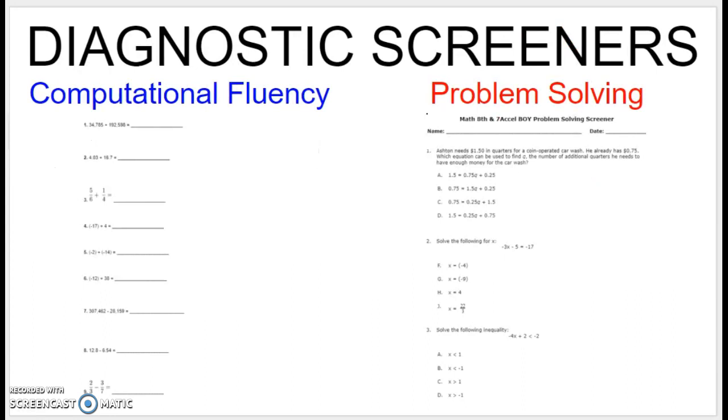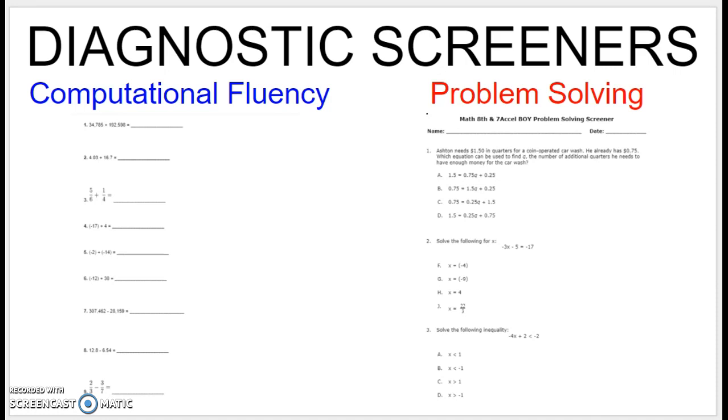In addition to our universal screener, we give two diagnostic screeners, one for computational fluency and another for problem solving. The comprehensive computational fluency screener is aligned to several prerequisite grade level TEKs to provide detailed diagnostic information about where possible breakdowns in understanding may have occurred for any of your students. The computational fluency screener is approximately 35 questions long and is entirely free response.